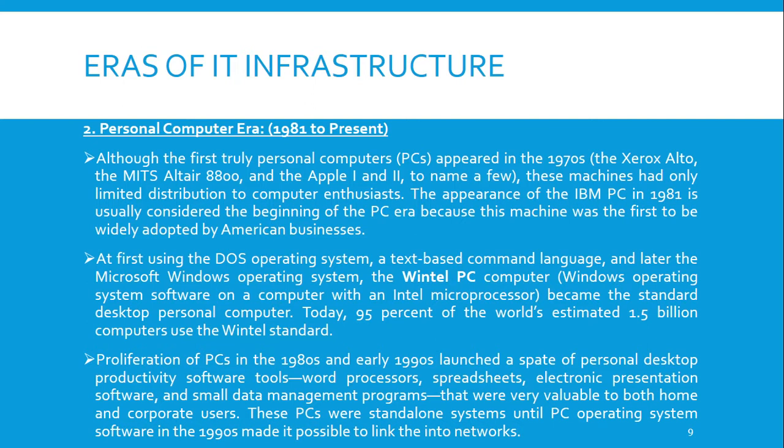Proliferation of PCs in the 80s and early 90s launched a spate of personal desktop productivity software tools: word processors, spreadsheets, electronic presentation software, and small data management programs that were very valuable to both home and corporate users. These PCs were standalone systems until PC operating system software in the 90s made it possible to link them into networks. So that was a further step in the IT infrastructure, as personal computers became popular and widely adopted by businesses as well as domestic users.